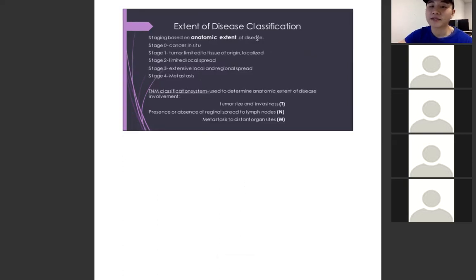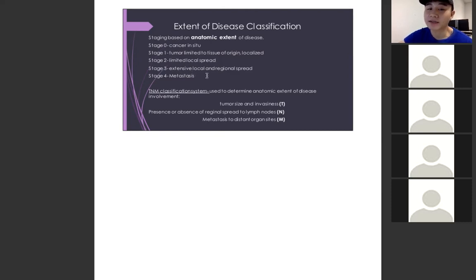Next, we have the extent of the disease classification. So staging is based on the anatomic extent of the disease, meaning whether it has metastasized or moved to other areas of the body yet. Stage 0 is when the cancer is in situ, meaning it has not moved. Stage 1 is tumor limited to tissue of origin, localized. Stage 2 is limited local spread. For example, around the armpit area, there will be multiple lymph nodes, and it gets bigger in the armpit area.